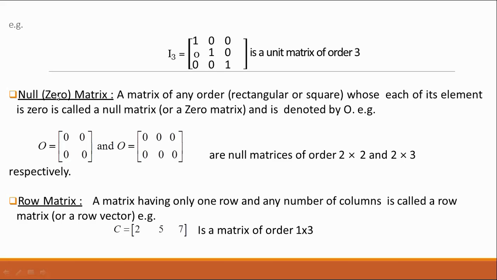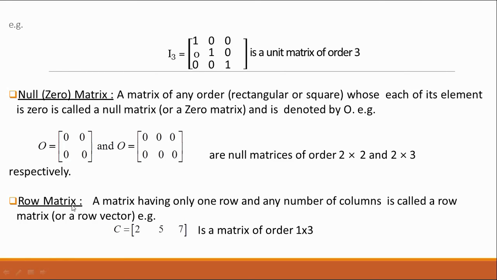Now, what is a null matrix? A matrix of any order, rectangular or square, whose every element is 0 is called a null matrix. For example, in this matrix, all elements are 0, so this is a null matrix. Here in this matrix, all elements are also 0, so this is a null matrix. This is a square matrix, and this is a rectangular matrix. This square matrix is called a null matrix because all its elements are 0, and this rectangular matrix is also called a null matrix because all its elements are 0.